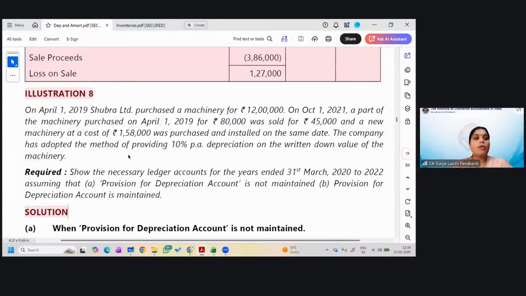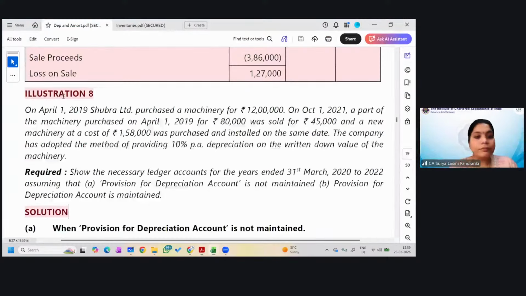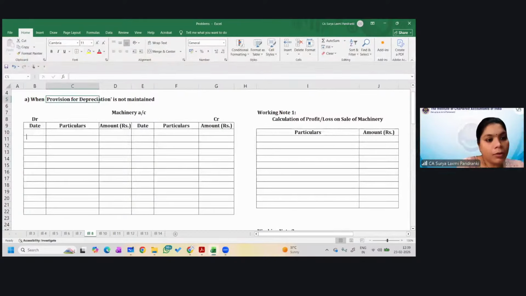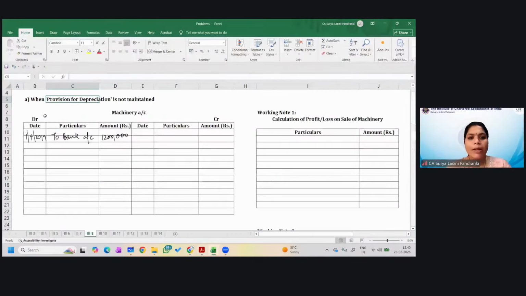Okay, so the first one, the machine is purchased for 12 lakhs. So on 1/4/2019, to bank account 12. Asset is purchased for 12 lakhs. We have recorded that. And then next one, what happened? In 2019 and 2020, we didn't sell. So you can continue providing depreciation.